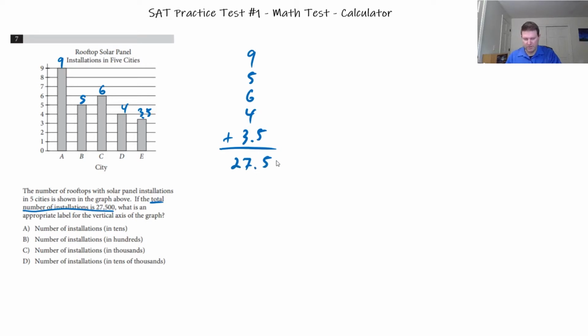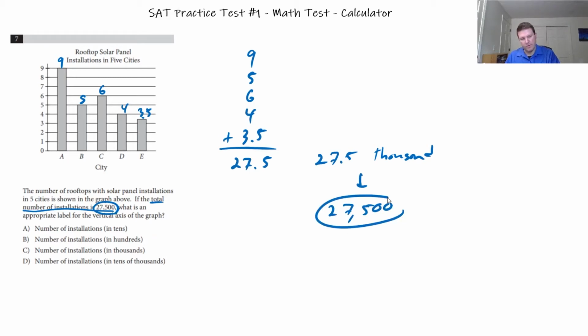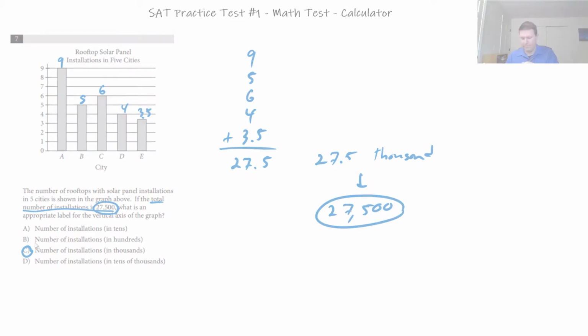Now the question is, if it's 27.5 and we know it's supposed to end up with a total of 27,500, we have 27.5 what? Tens or hundreds or what? It's just got to be thousands, because if it's 27.5 thousand, then you end up with this. So yeah, it's got to be in thousands.